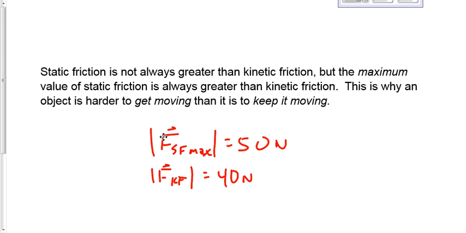Because in this situation, where F_s max is 50 and F_k is 40, I would need to push with a force bigger than 50 to overcome static friction, to get it moving. I'd have to push with 51 to get it moving. How hard would I have to push to keep it moving? 40. I just have to balance kinetic friction to keep it moving.